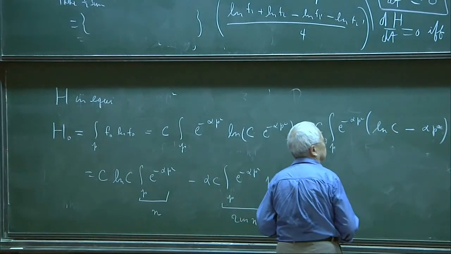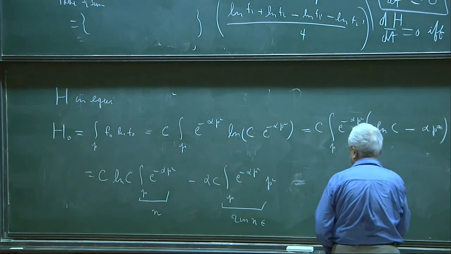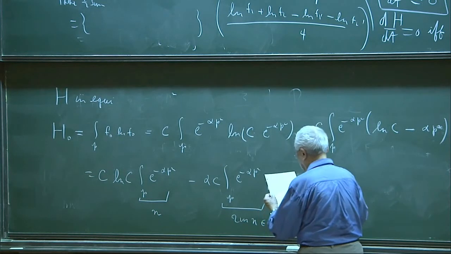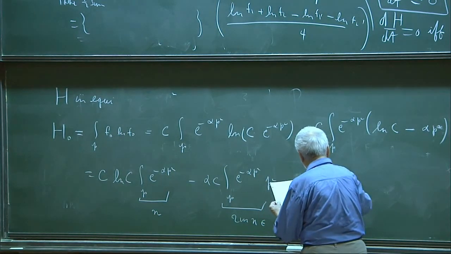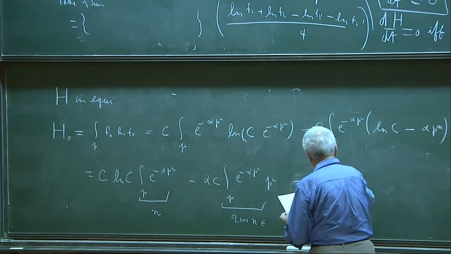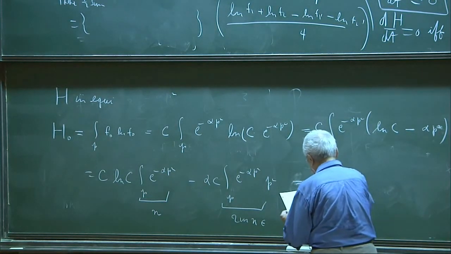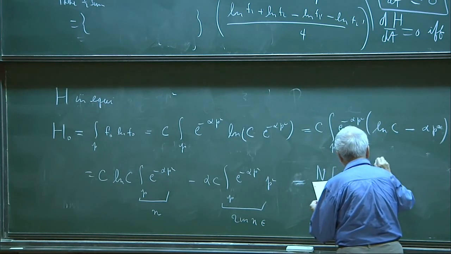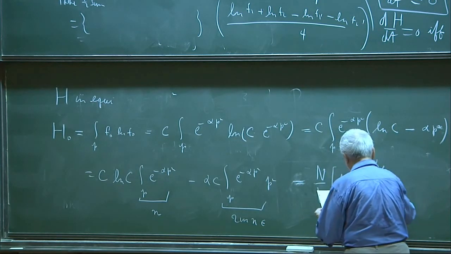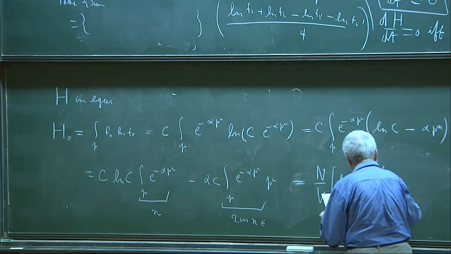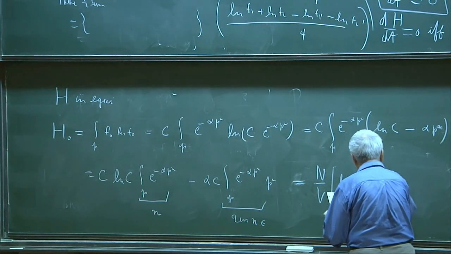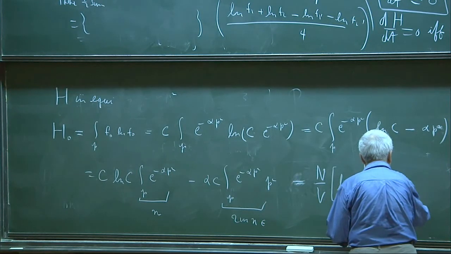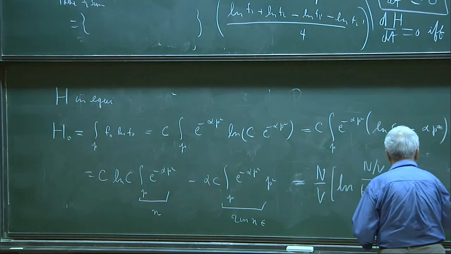Let me just give you the final answer. You can work out the algebra. You can put this together, and the final answer I can write as n over V, which is small n, because I like to keep N and V separate, so just this one, times the natural log of n over V divided by 2 pi mkT to the 3/2 power, minus 3/2.